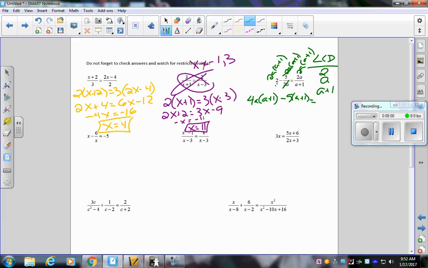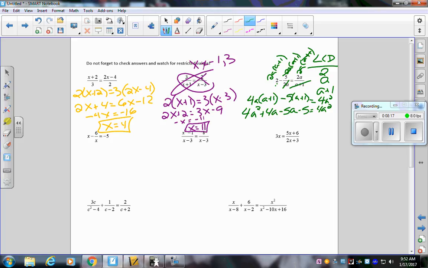Make sure we'll distribute that negative 5 through shortly. 2A times 2A is 4A squared. All right, so let's simplify that. We got 4A squared plus 4A minus 5A minus 5.